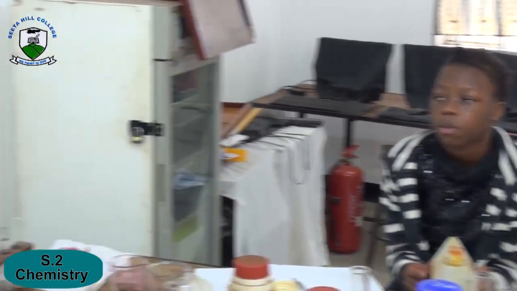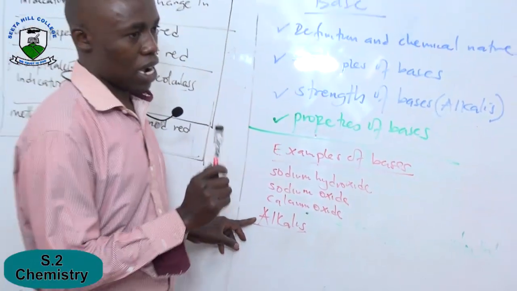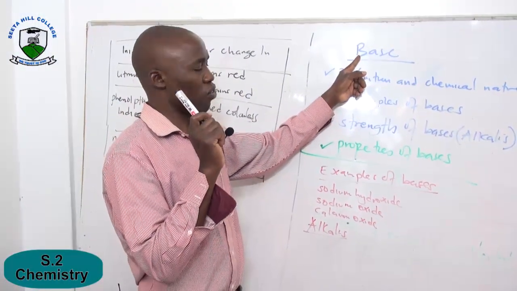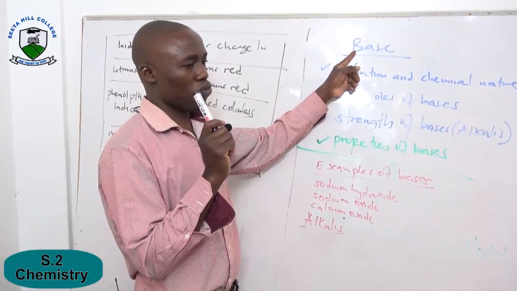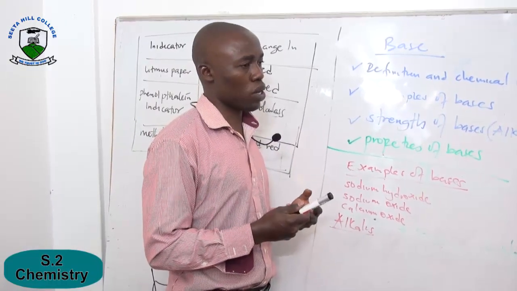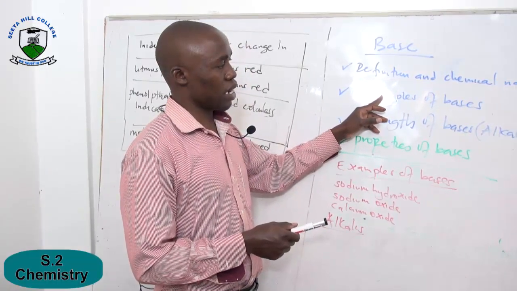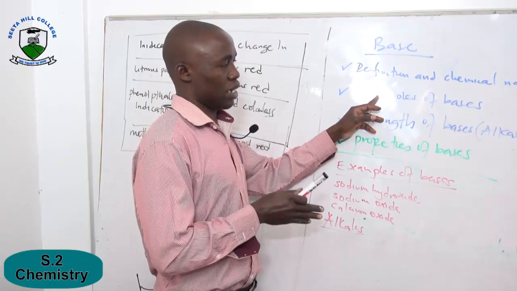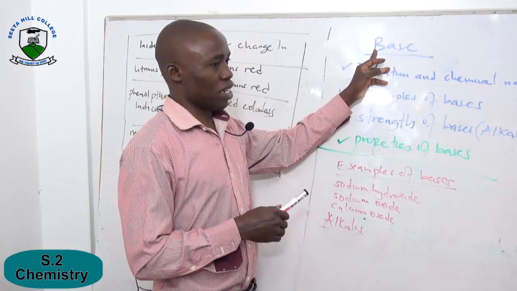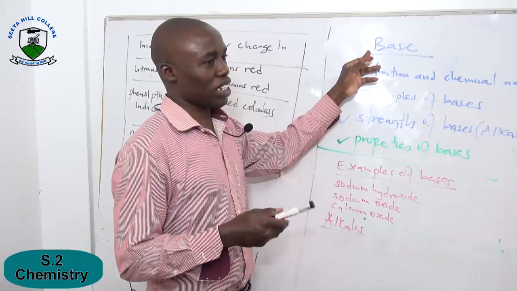Now, listen, in the argument about the alkali. An alkali is a base, first of all. But the chemical species in it is a hydroxide ion only. That means a base has hydroxide and oxide. But an alkali is a basic hydroxide which is soluble in water.